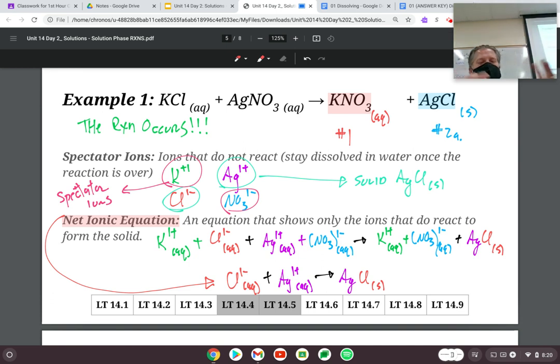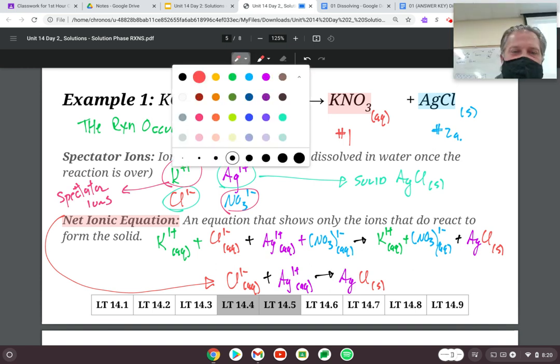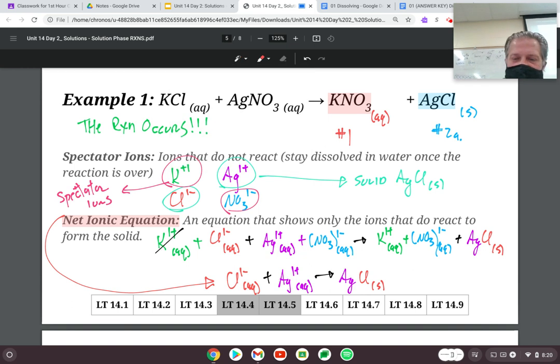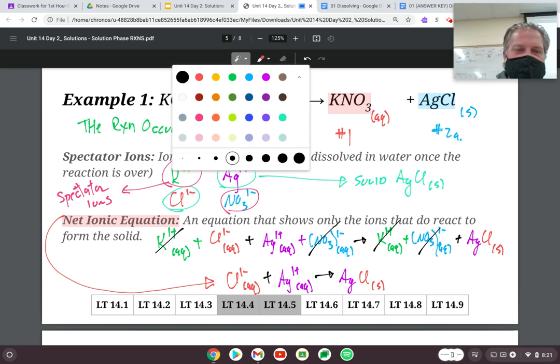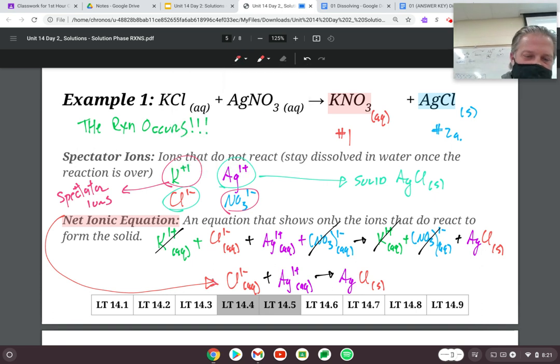So I went through the process and identified my spectator ions, and I wrote every ion out. And then in theory, I could cross out the K and cross out the NO3 because they're spectator ions. That might be a practice that we actually use. But for the time being, I just want you to know that what you're trying to come up with is the actual equation for the actual reaction. Questions?